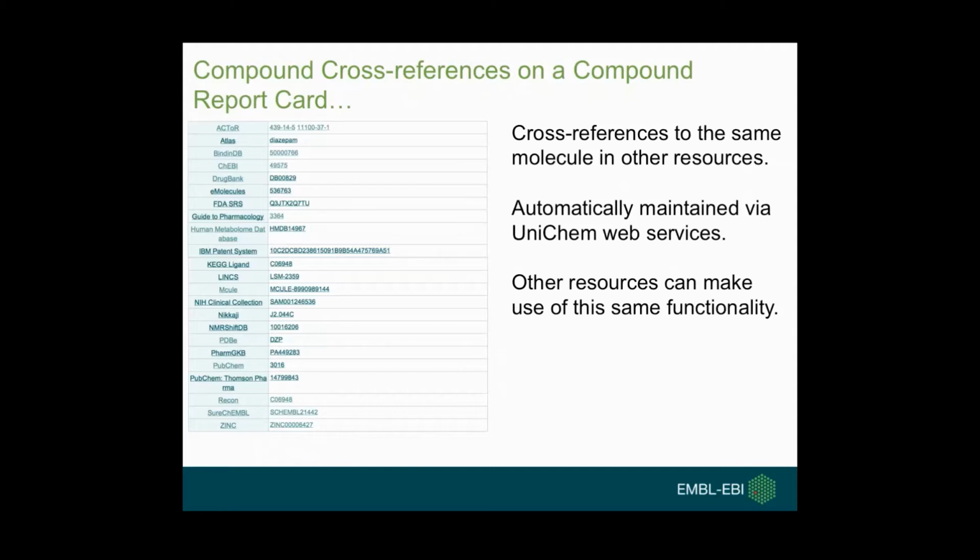These links, these cross-references, are automatically created by UniChem Web Services, and this is the purpose of UniChem: to create these links automatically on the fly as somebody opens a page for a specific compound within a resource. Now, other resources can make use of this same functionality, and we invite people to do that. People can wire UniChem up to create these same hyperlinks in their own resources, or they can use UniChem as an analysis tool if they wish to create the same sort of information as part of an analysis.